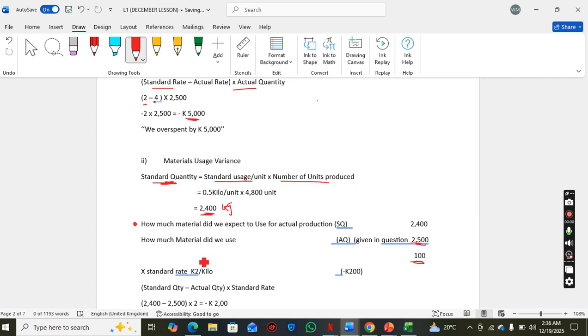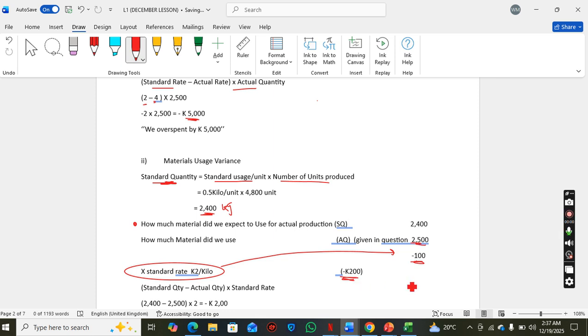Then we multiply this by the standard rate of materials. The reason I'm multiplying by the standard rate is because this is an efficiency ratio, so we don't want price changes to affect our answer. That's why we use the standard to see if we used more or less. So 2 kwacha per kilo times 100, we get negative 200 kwacha. It's like we overspent 200 kwacha for the 100 kg we used, which was over our budget.